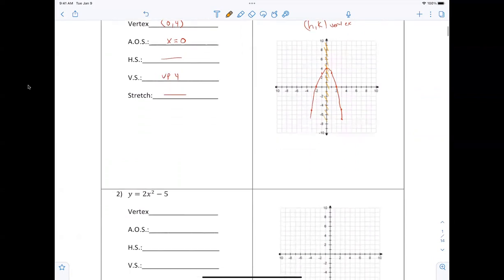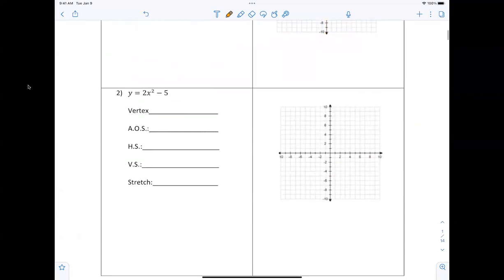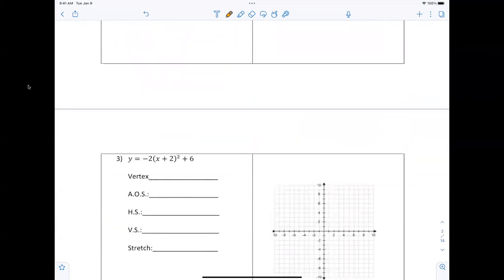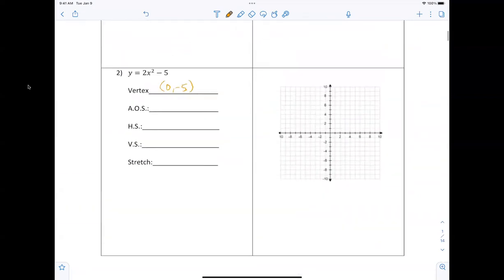Now I think it's important to do number 2 now. Let's see who's paying attention. Can somebody tell me what the vertex is? 0, -5. Anybody have any issues? Axis of symmetry. Thank you. x equals 0.